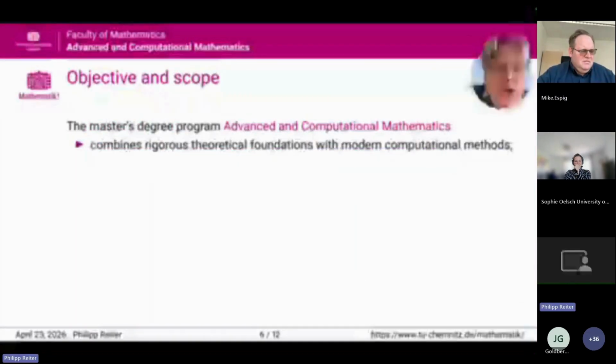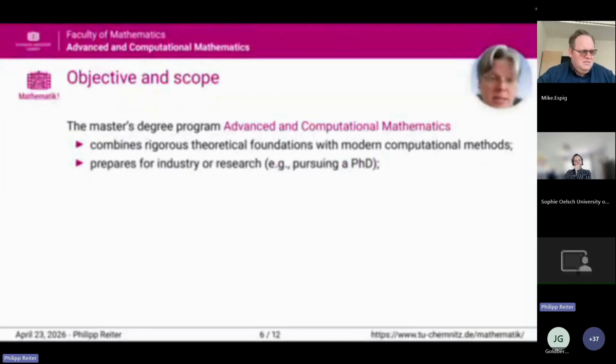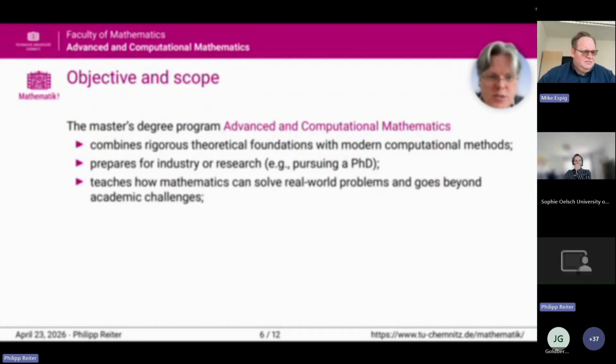Let me now briefly tell you something about our master's program, Advanced in Computational Mathematics. Here, we also combine rigorous theoretical foundations with modern computational methods. And as for the bachelor's program, we prepare for work in industry or research. For instance, you can do a PhD once you have graduated, for instance, at our institute.